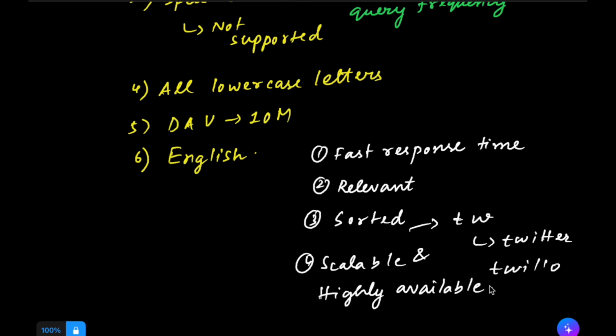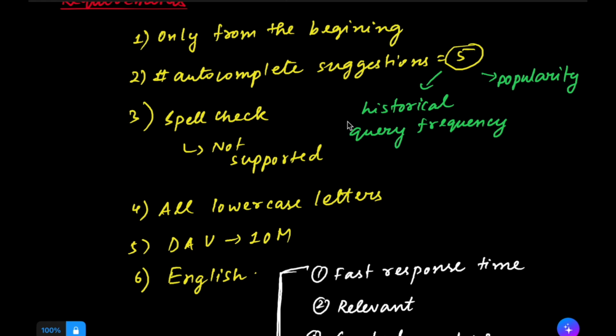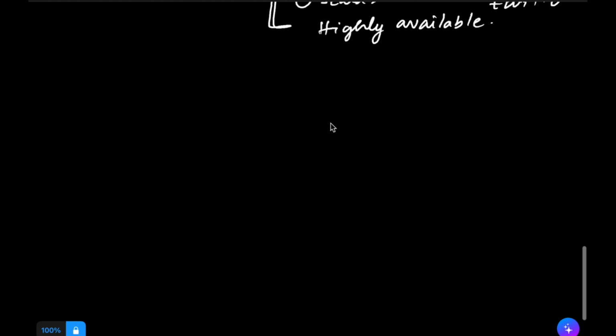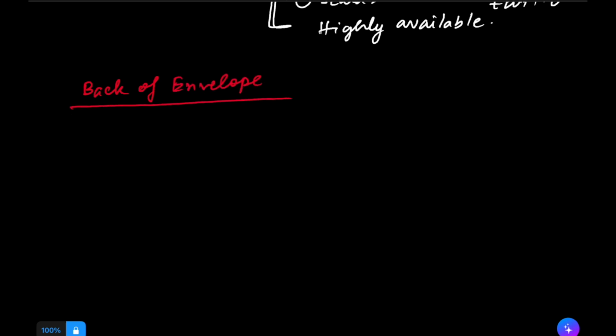So this is our primary goal, and with these requirements, we should be designing our search autocomplete. Let's now do some back of the envelope calculations of how much storage we would be requiring.